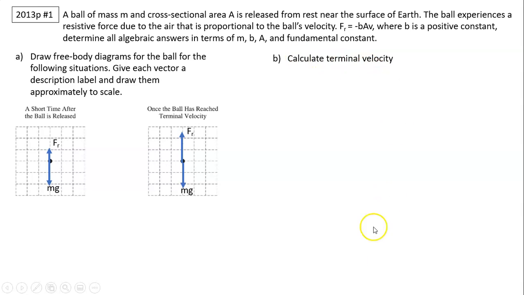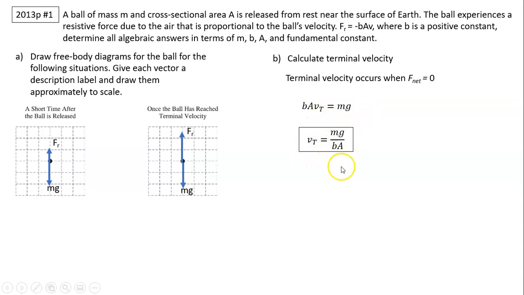Part B, calculate terminal velocity. Again, terminal velocity happens when Fr equals mg, and that's the equation you should use. When F net equals 0, Fr is BA times v, where v is v terminal. That should equal mg, so you can solve for v terminal equals mg divided by BA. That is the terminal velocity. That's the maximum velocity this ball can reach.